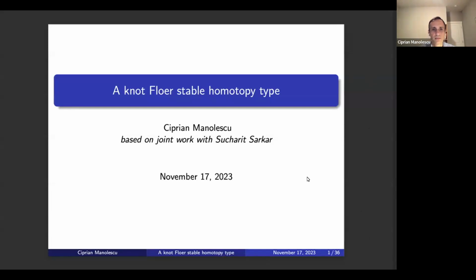So I will talk about joint work with Sucharit Sarkar. This is mostly low-dimensional topology, but we're trying to imitate symplectic geometry. I will try to emphasize the symplectic aspects.